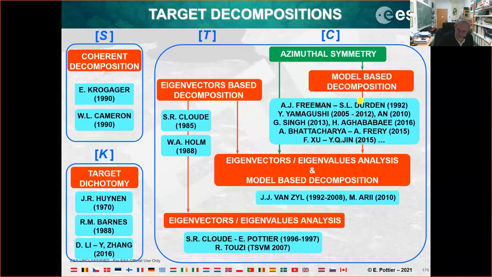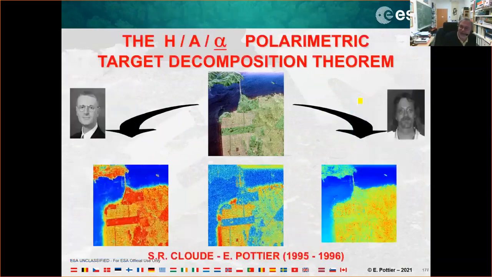Okay, so let's start with the Cloude and Pottier decomposition. I don't like this appellation. I prefer the entropy and anisotropy alpha decomposition. So the idea was the following: after applying the speckle filter, the idea is to reconstruct something which has a physical dimension equal to 5. So it means I'm going to play with the eigenvalues and the eigenvectors. And then I'm going to introduce new parameters based on the eigenvalues, which are the entropy, parametric entropy, and the parametric anisotropy.